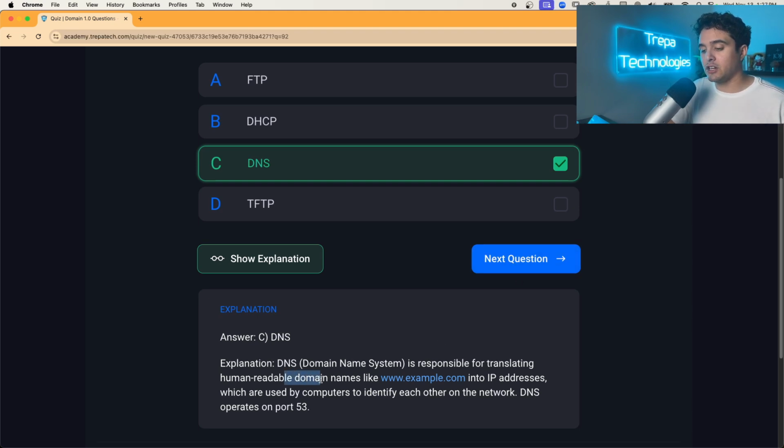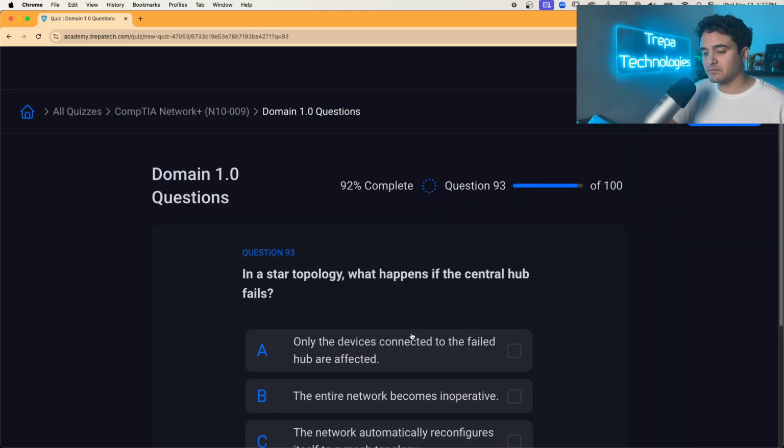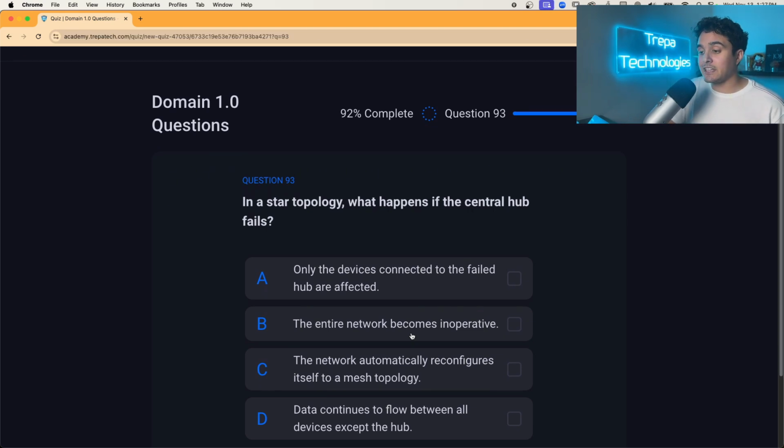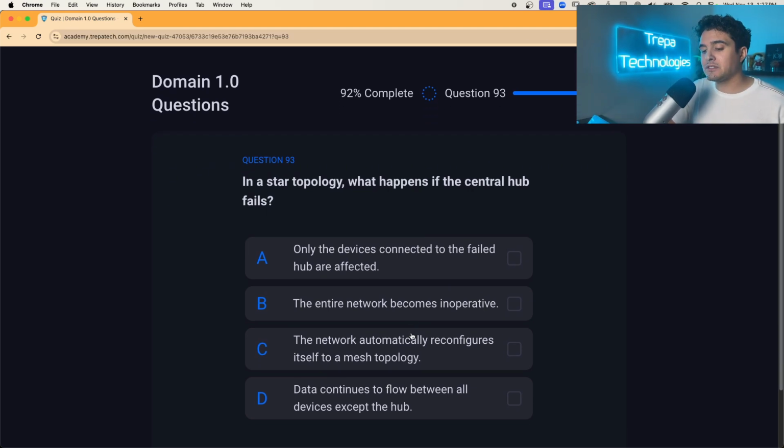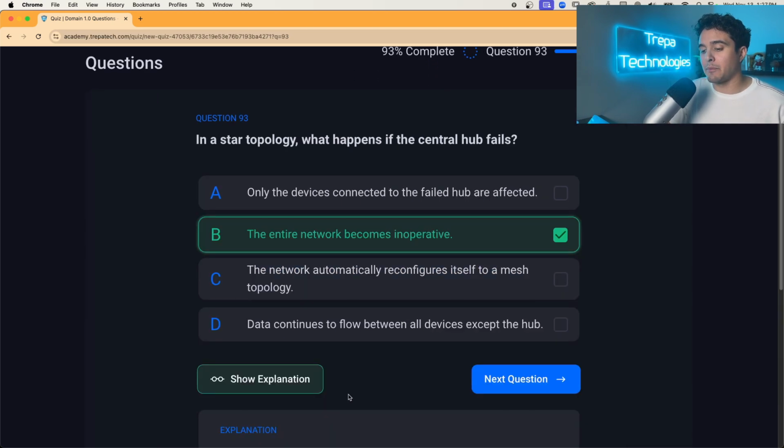Go ahead and pause the video if you'd like to read the explanation. Question 93. In a star topology, what happens if the central hub fails? Then we're screwed, right? None of us are going to be connecting. So I'm going to go with B. The entire network becomes inoperative.